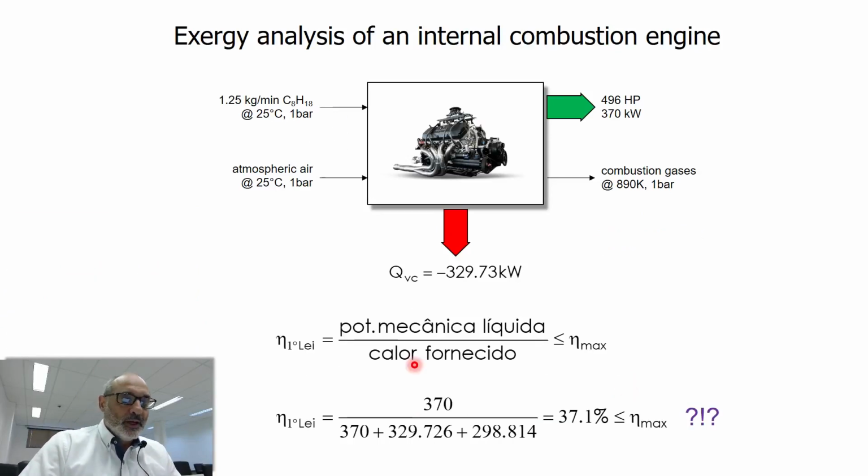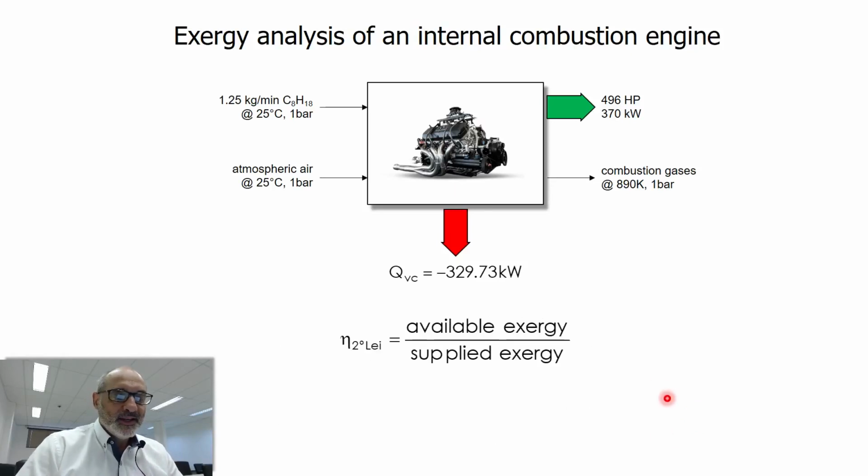Well, let's calculate now the first law efficiency of this process. So shaft power divided by supplied heat. We have this number and we get 37.1%. The problem is, I don't know how much this number is. So I don't know if this is a very good efficiency or a very bad efficiency because I don't know the maximum. So the problem is solved by this other definition here, what we call second law efficiency.